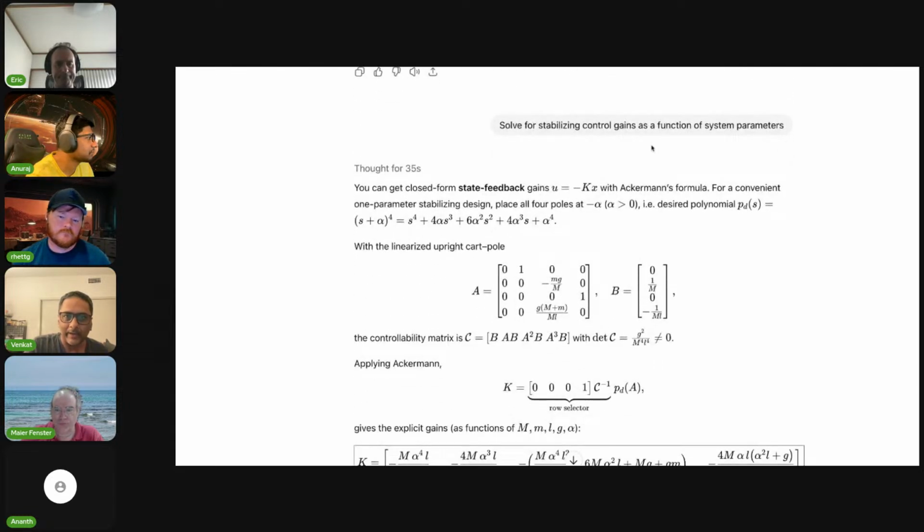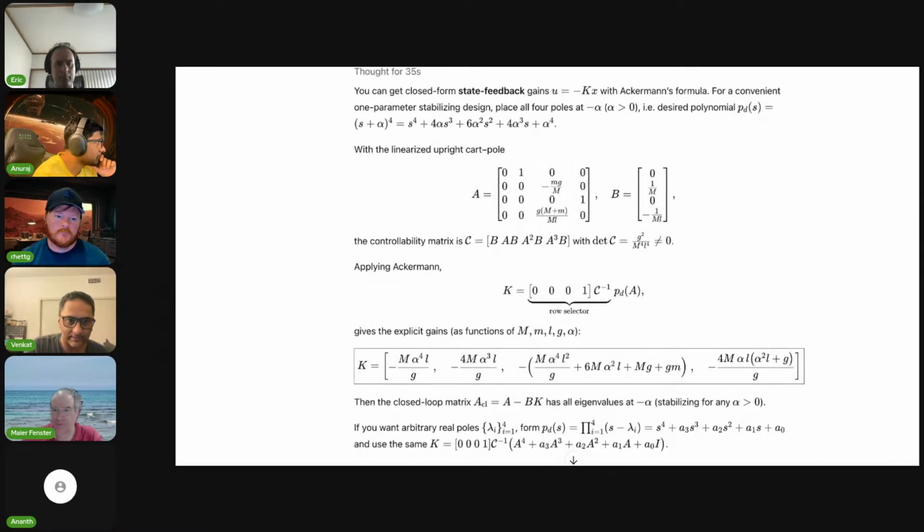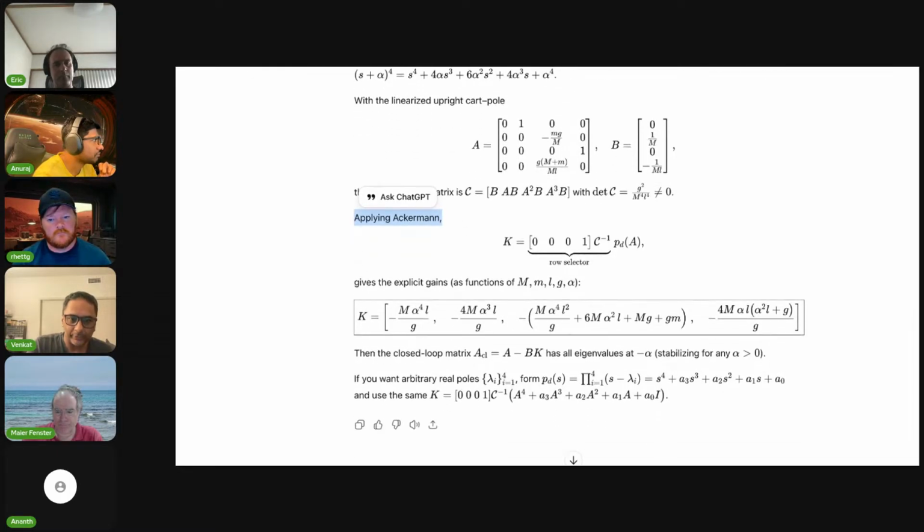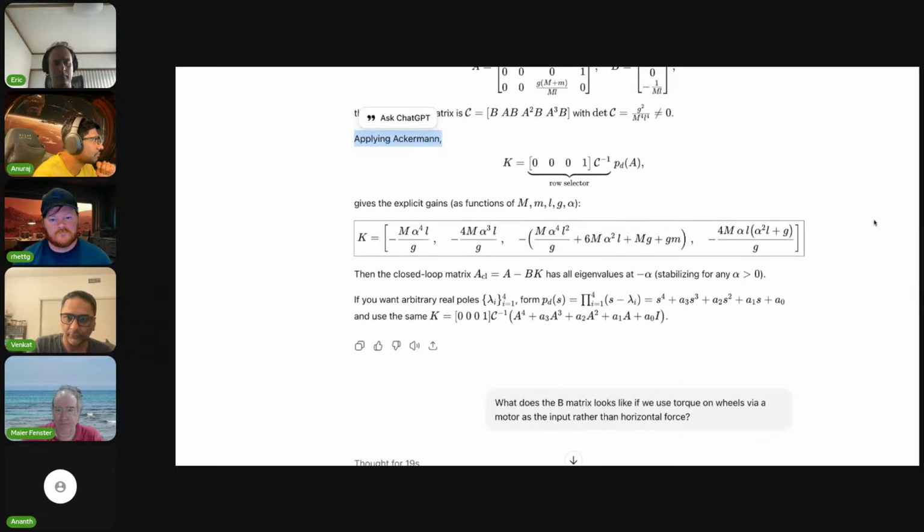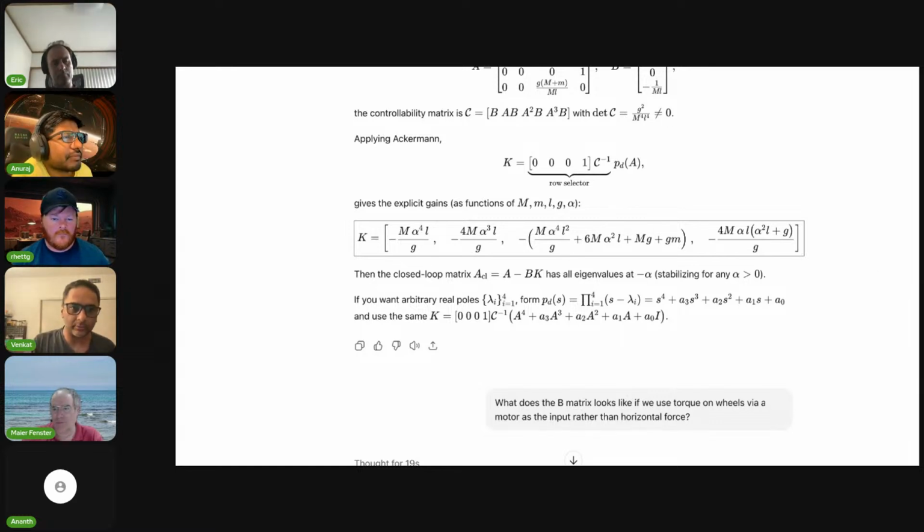Okay, so I asked it to solve for the stabilizing gain as a function of system parameters. So it did the math. I haven't done this myself in a long time. This is a popular formula you'll find in Controls 101 textbooks. But yeah, you chug through the formula and it gave me closed form answers for the gains. So these are the gains if you want to control on the full state. So if you know positions and velocities of both angle and horizontal position and you plug in these formulas, presumably you'll get the stabilizing control.